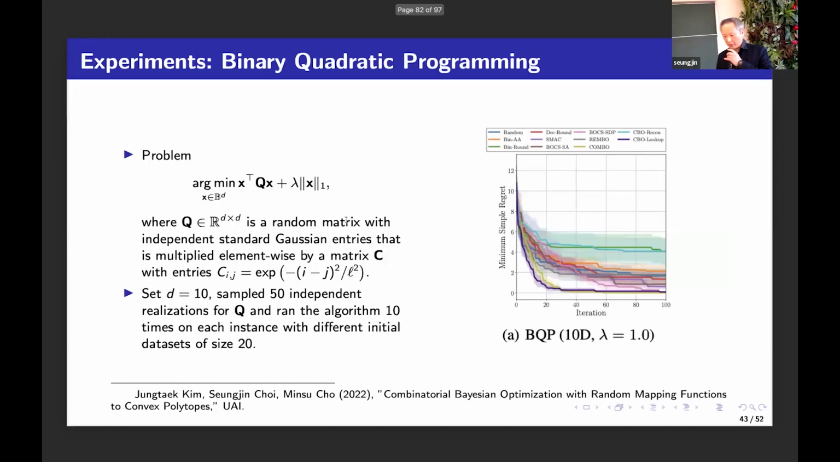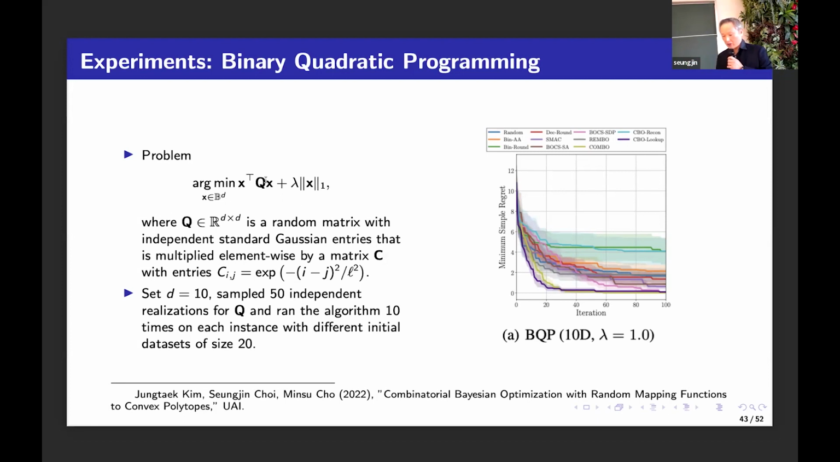So that's the main message. So for instance, let me just show you a couple of experiments. It's a synthetic experiment before I conclude my talk today, because the time is getting close to 3 o'clock. Okay, so the first experiment is the binary quadratic programming.